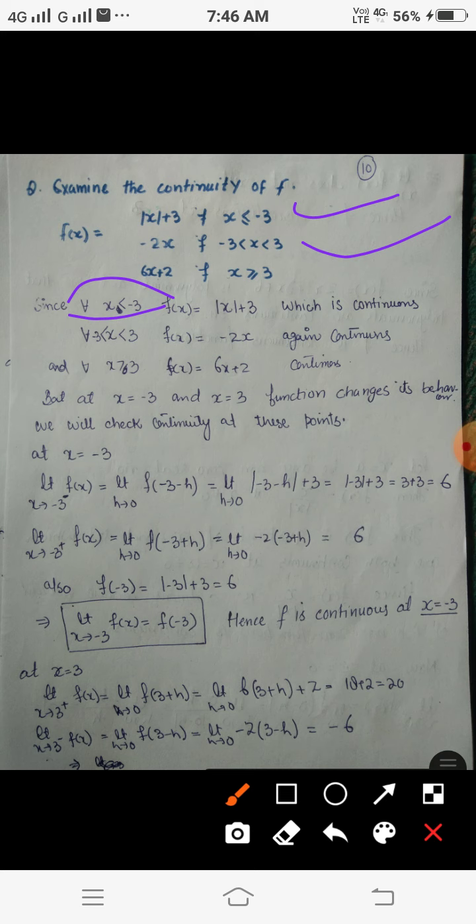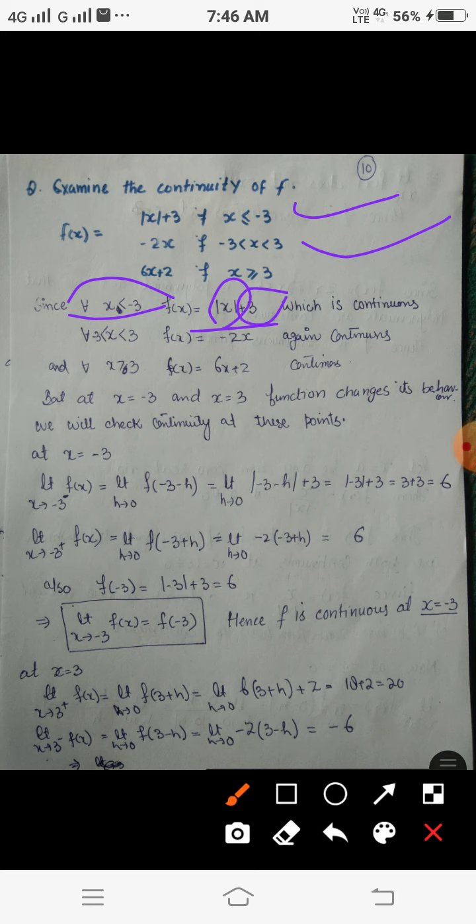here, f of x is defined by mod x plus 3, which is continuous because it is a combination by algebra of continuous functions. Here mod x is continuous, and 3, which is a constant, is continuous.